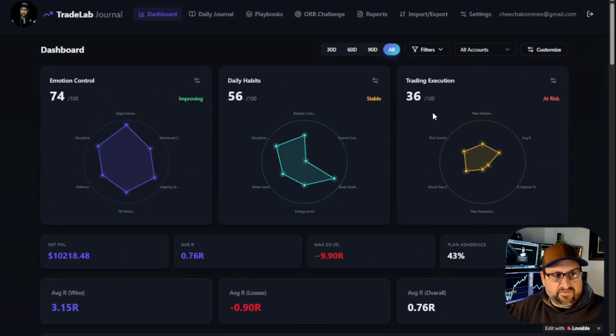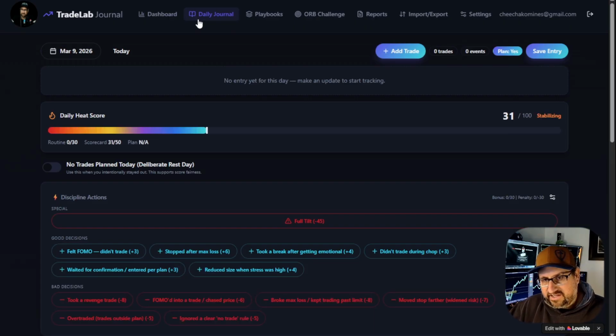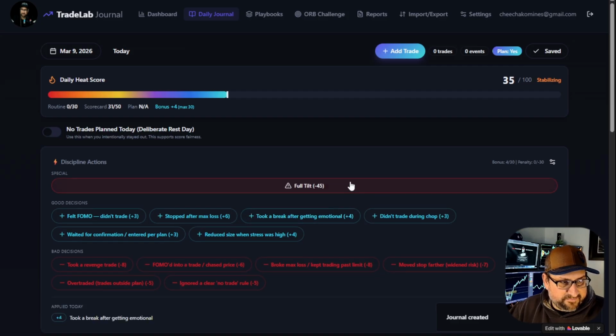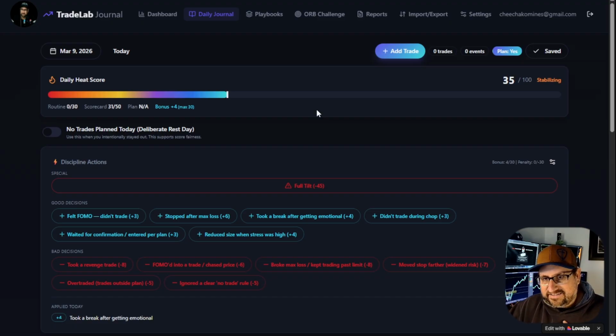So for example, when I open the day, let's go ahead and journal my day for today. I start out with my daily heat score. Obviously, the higher the score, the better off it is, right? So if I felt FOMO and didn't trade, or if I stopped after max loss, I'm going to give myself some points. If I took a break after getting emotional, I'm going to give myself a point for that. If I moved my stop to save entry, give myself a point. If I did anything else, took a revenge trade, broke my rules, you click these and it actually goes against your heat score. I just like to keep track of myself behaviorally and also give myself a reward and punishment kind of system. I thought this would help.